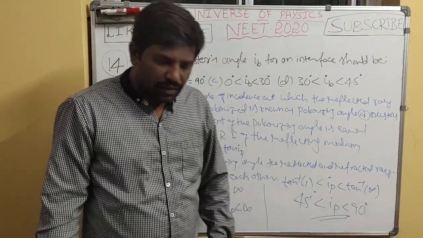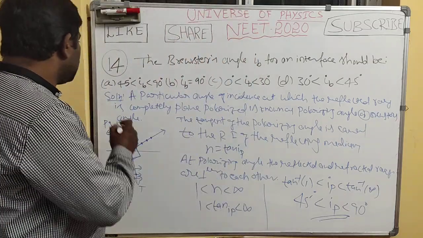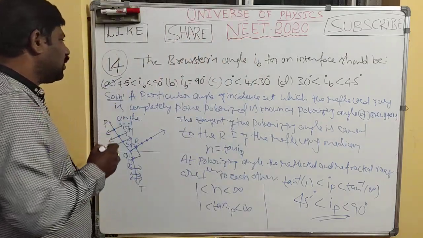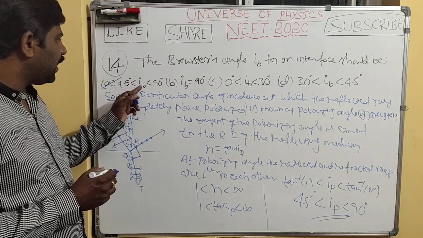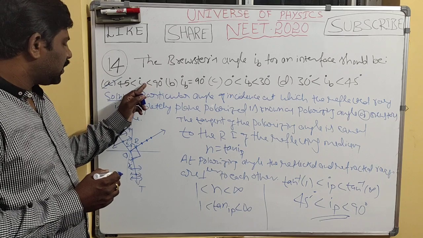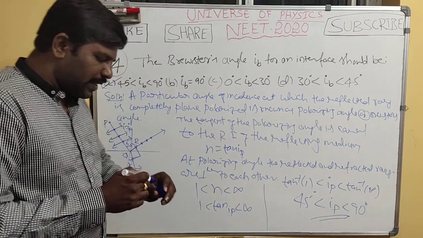So the correct option for this question is option A. That is, the polarizing angle is always greater than 45 degree and less than 90 degree.